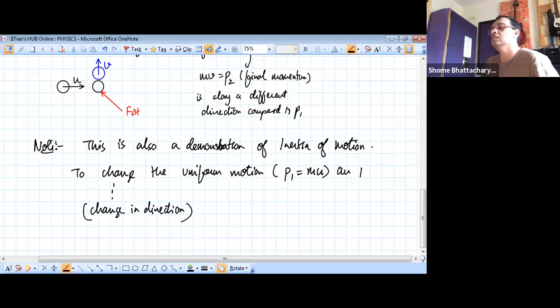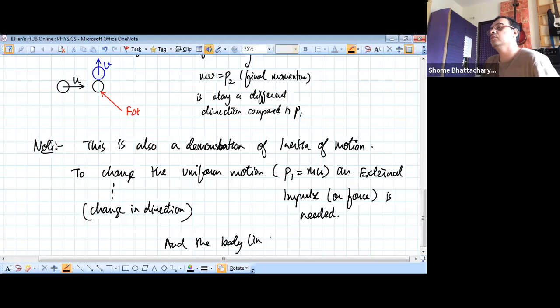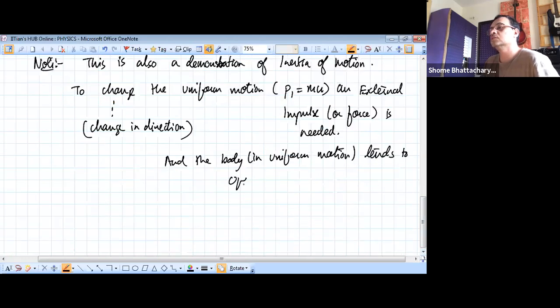an external impulse or force is needed, and the body in uniform motion tends to oppose this change. So that is the property of inertia of motion.